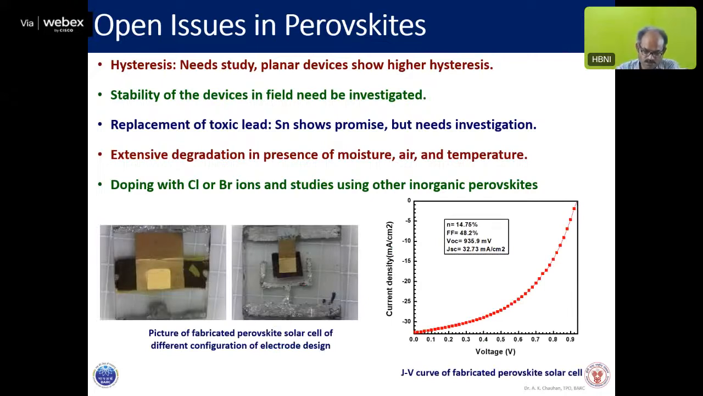These are the perovskite solar cells fabricated in our lab. This is the efficiency, the JV curve. You have voltage here and current density here, and you can see how the current is moving.